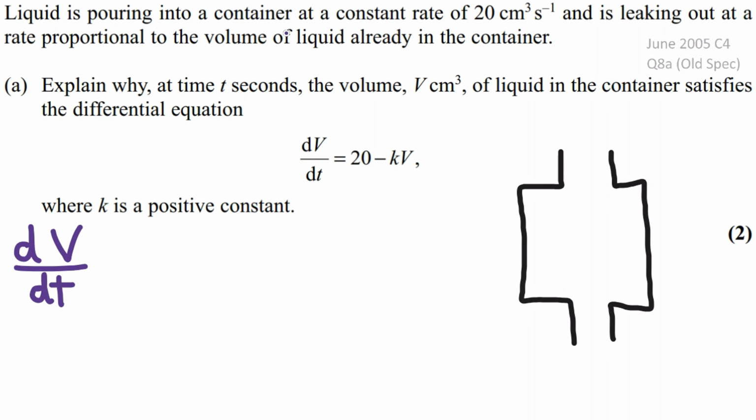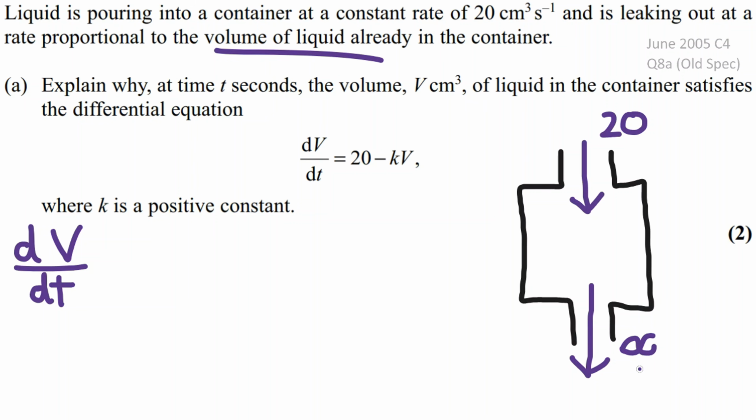So it says that liquid is pouring into a container at a constant rate of 20 centimeters cubed per second. So liquid is pouring into the container at a constant rate of 20 and is leaking out at a rate that is proportional to the volume of liquid that's already in the container. So it's leaking out at a rate that is proportional to the volume of liquid that's already in the container.